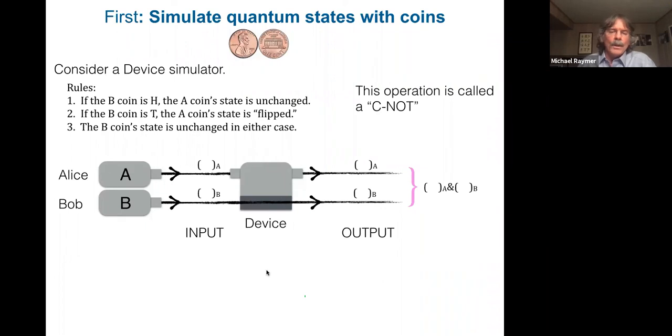So it's very simple once you get the picture. Bob's coin goes through without changing. If Bob's coin is T, then it causes the device to flip Alice's coin. But if Bob's coin is H, then Alice's state is not flipped. Now, in classical computers, if you studied that a little bit, you know that typically you put 2 bits in and you just get 1 bit out. You just get the A bit out and the B bit is thrown away.